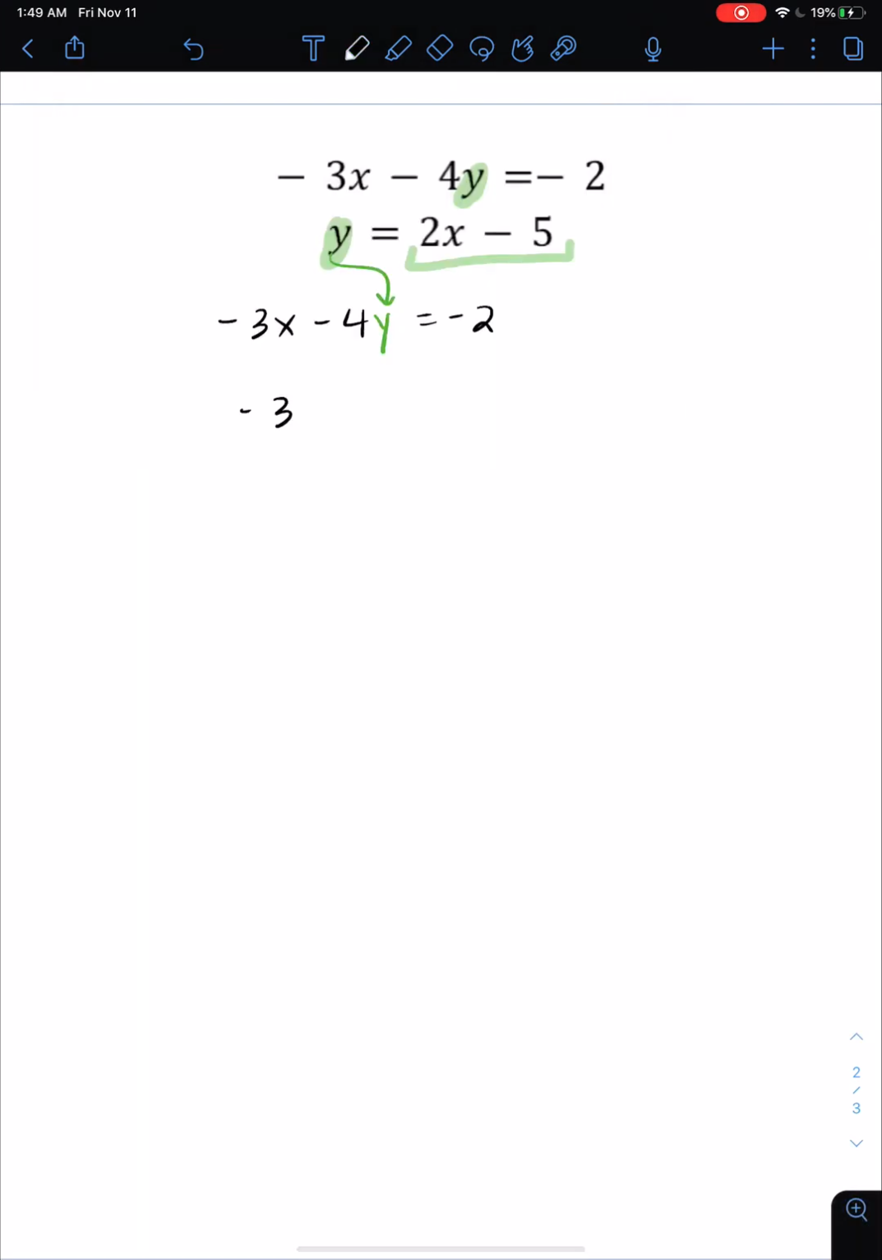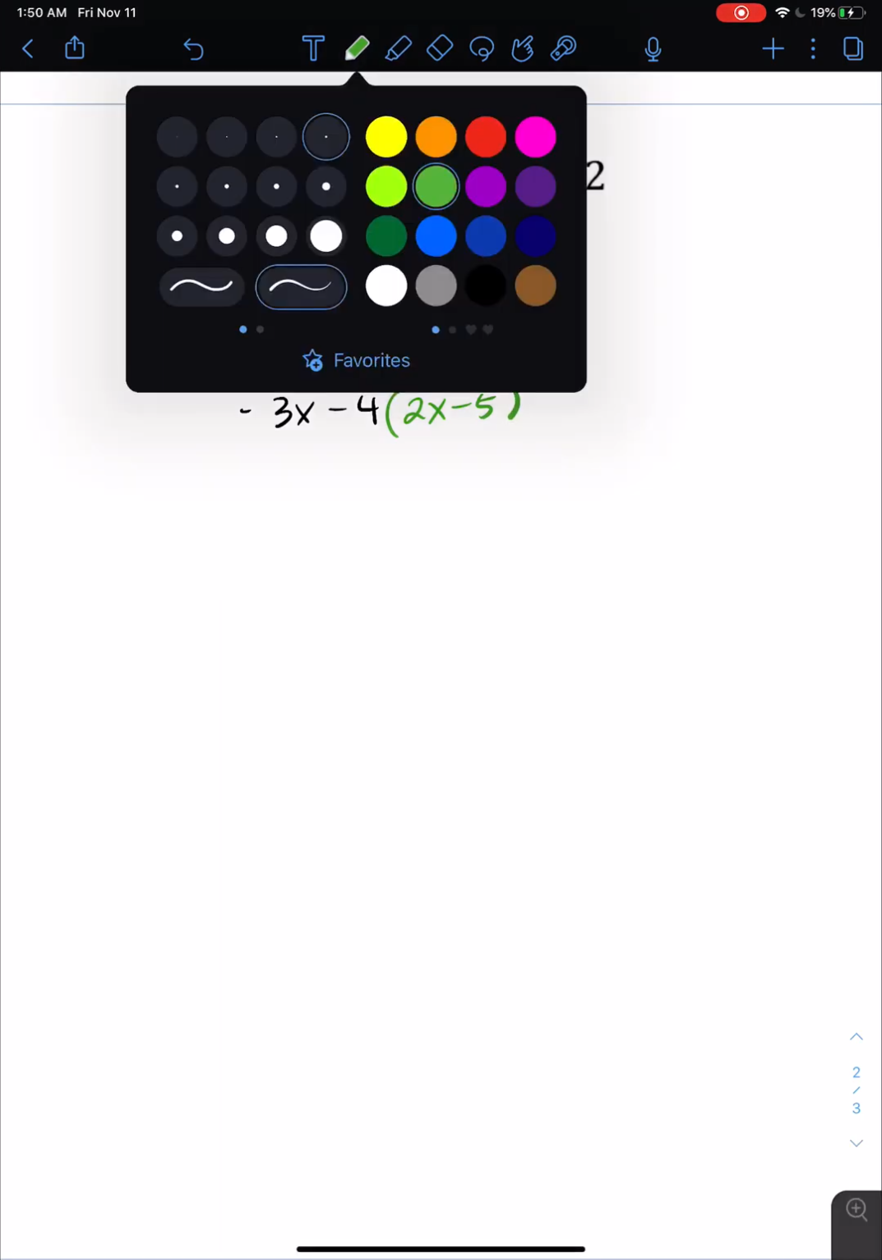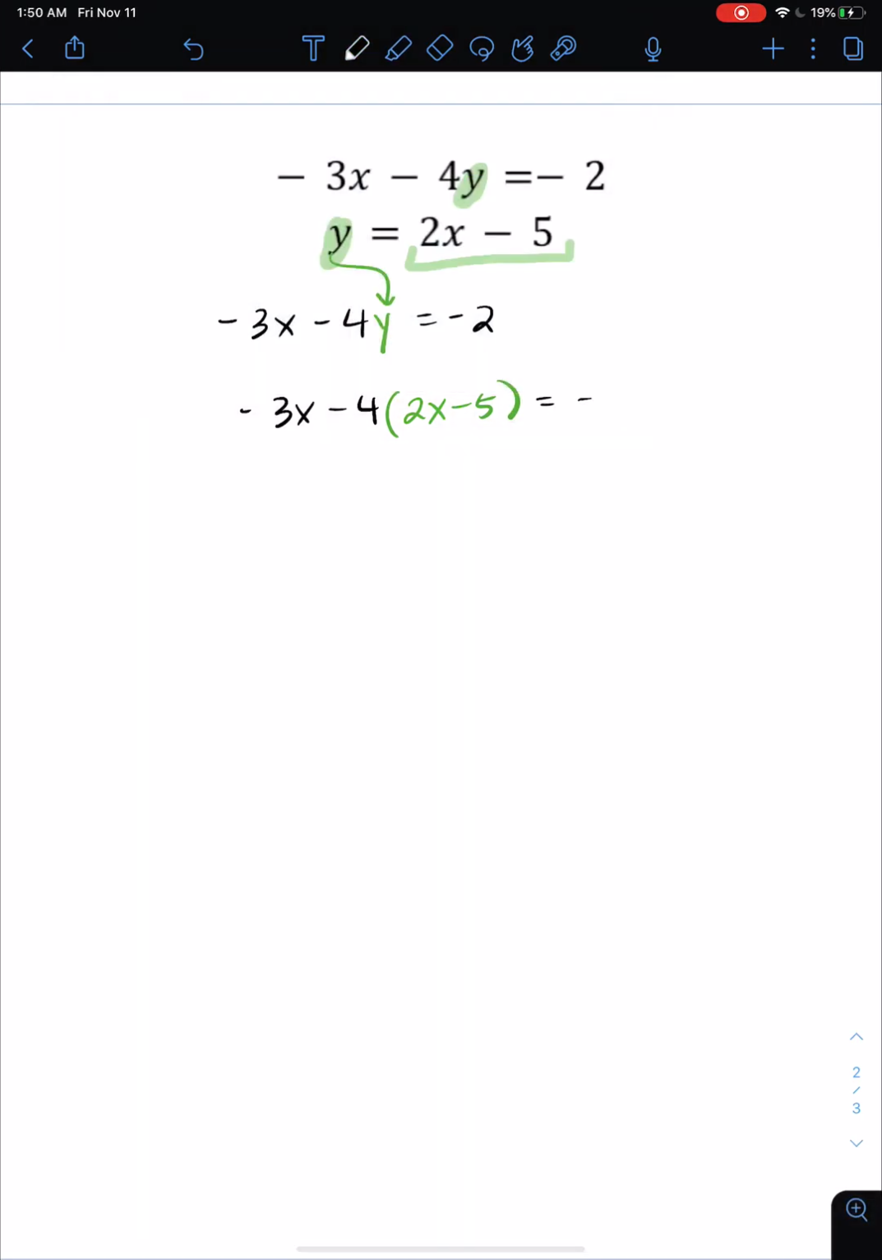So we have negative 3x minus 4 times everything in as y, which is 2x minus 5, is equal to negative 2. And now we have an equation where we only have x's. So we substituted in the y's and we're left with just x's. And now I can just solve this equation by simplifying.